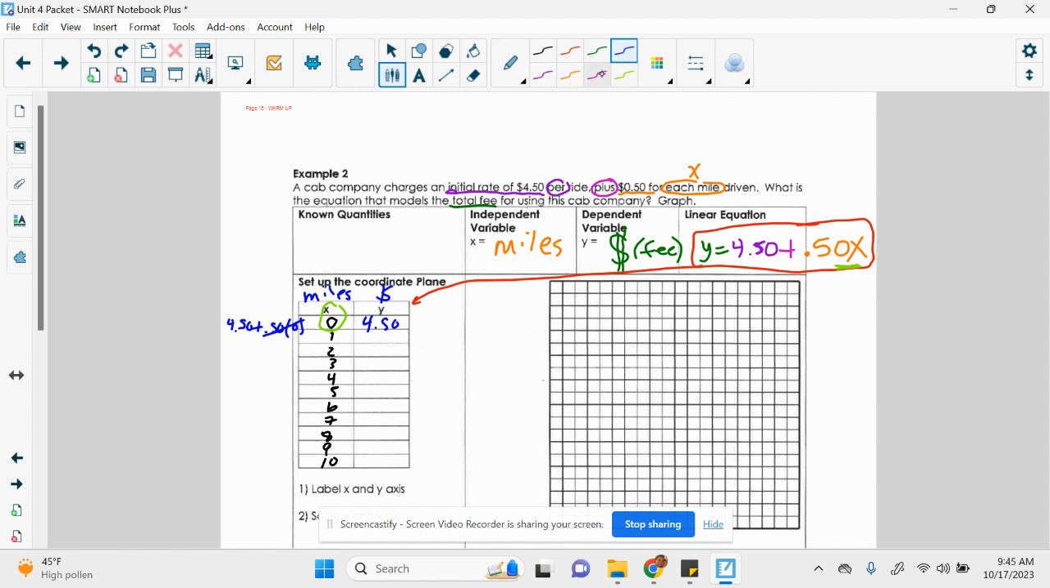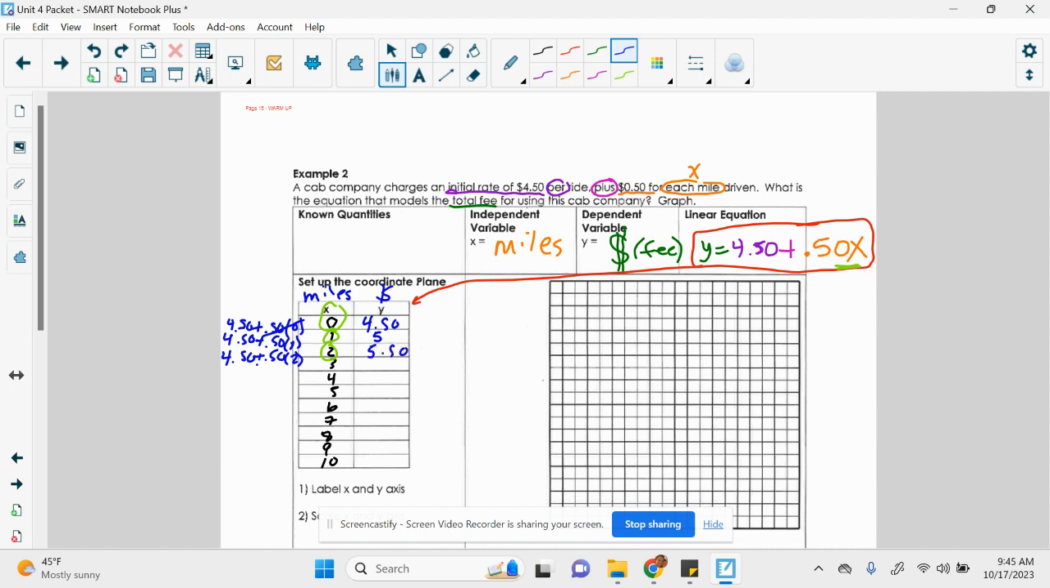So we're going to keep doing it. Now we're going to go 1 mile. How much are we going to pay? Well, 4.50 plus 50 cents times 1. In our calculator, if you put this in with parentheses, you're going to end up getting 5. It's $5. It's 50 cents more. And then we keep going. Now we go 2 miles: 4.50 plus 50 cents times 2. You type that all in and you're going to end up getting 5.50.